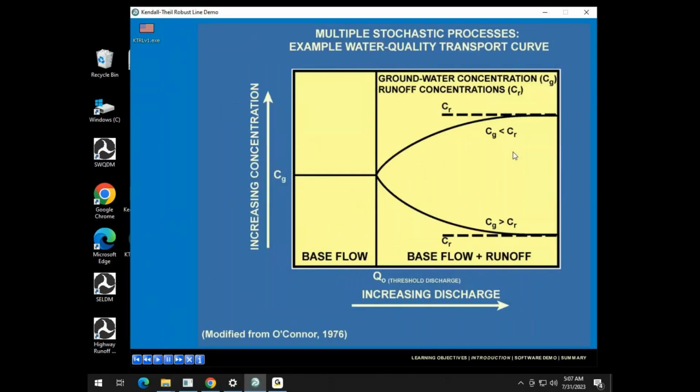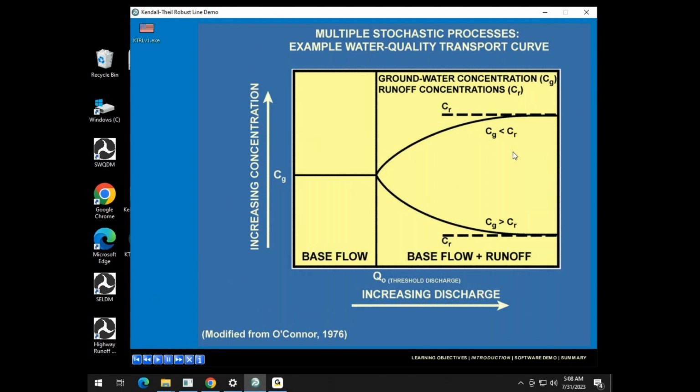The Kendall-Theil Robust Line software is designed to facilitate development of multi-segment regression models. Multi-segment regression models are appropriate if different environmental processes are dominant over different ranges of the explanatory variable. For example, O'Connor 1976 demonstrates use of a theoretical two-line mixing model for river basins that have a relatively constant base flow concentration, Cg, below some threshold discharge, Qo, and either a positive or negative slope as rainfall runoff processes either contribute or dilute water quality constituents in the receiving water.